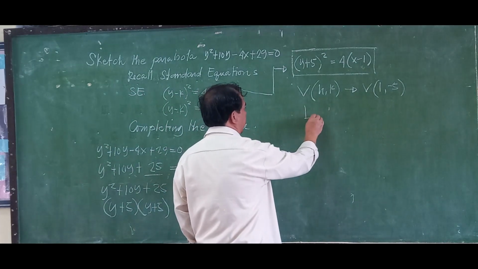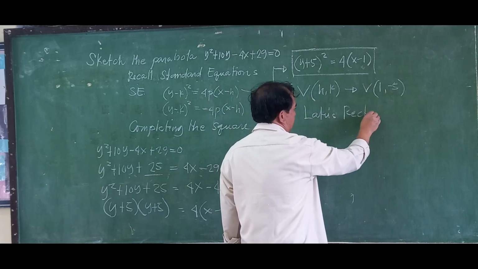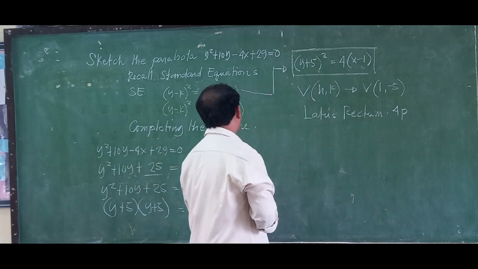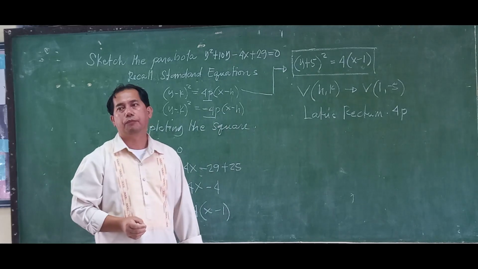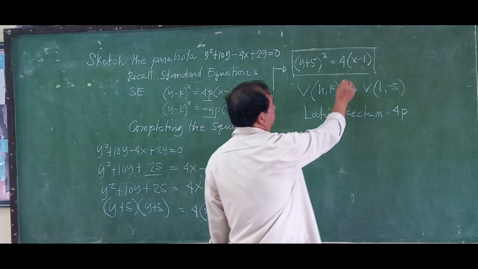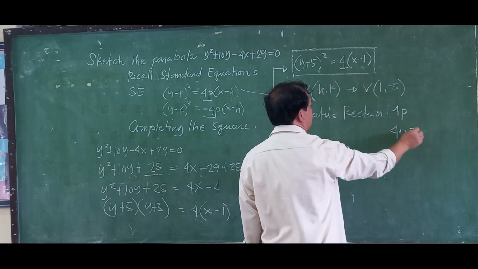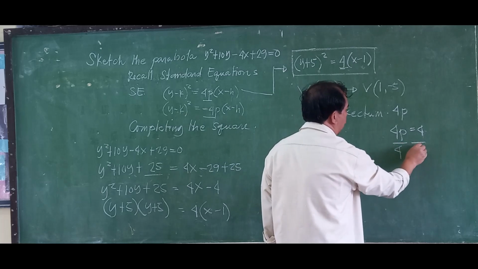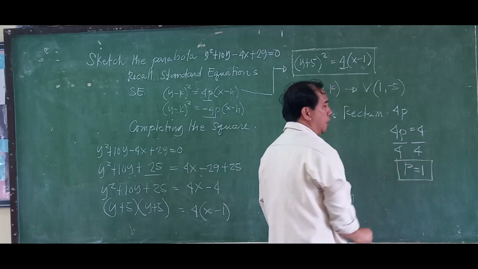Remember that our latus rectum has a measure of 4P. And where is that latus rectum? We have it in here. Okay? And so what are we going to compute? The value of P. Now what is that? We now equate your 4P to what? To 4. And so your P now is what? 1. Okay? So that is the P.